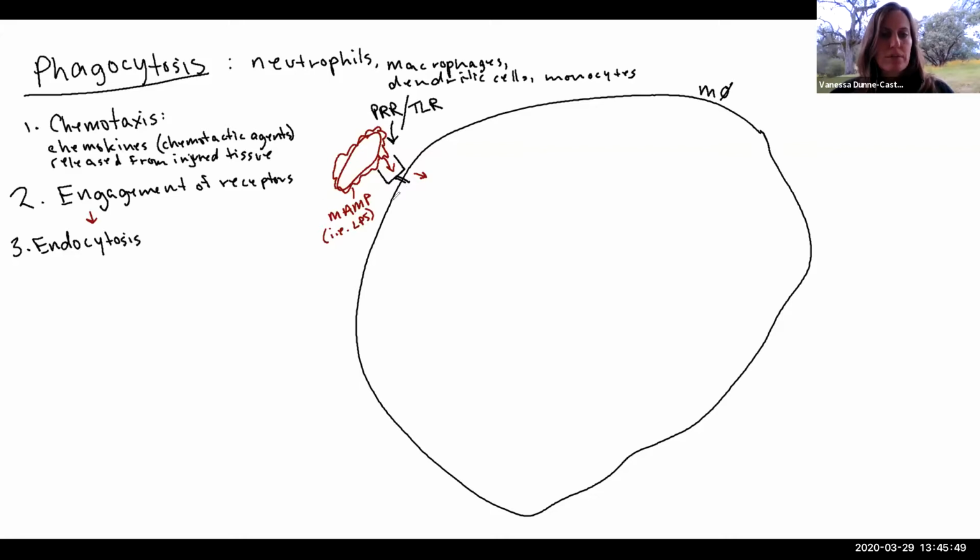Endocytosis is the engulfment or invagination of the actual membrane itself. So the membrane folds in to where that receptor is still here, engaged with its ligand, right? Here's that bacteria, still inside there. And it's important to note that this is not the initiation of digestion, this initial endocytosis event, right? This is just membrane invagination to form something called a phagosome.